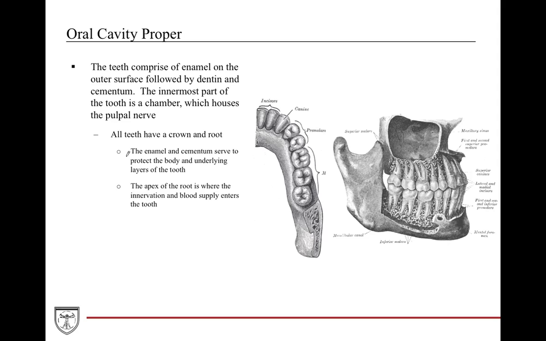But anyway, the teeth are composed of a really tough structure called enamel, as well as structures called dentin and cementum. The innermost part of the tooth is called the pulp chamber, and this houses the pulpal nerve, which is what provides that sensation and innervation to the teeth. All teeth are composed of a crown and a root. The enamel and the cementum serve to protect the body and underlying layers of the teeth. The apex of the root is where the innervation and the blood supply enters, so right about here. Imagine this is the tooth, and this is my apex of the tooth, this is my root, and this is where I have my arteries and my nerves coming in.